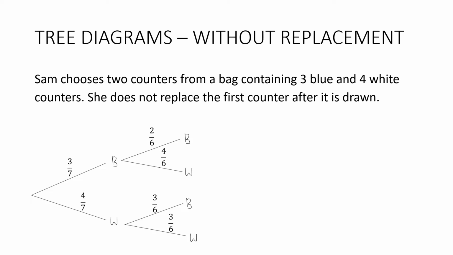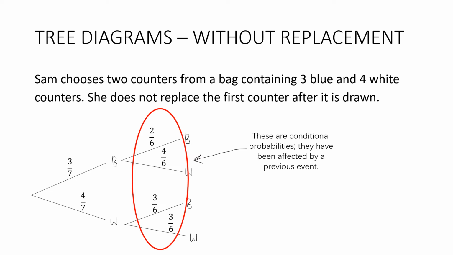Now you've actually been doing conditional probability for quite some time, but you didn't know it because it's in those tree diagrams without replacement, and it's actually here. Do you remember how when you had to figure out what this probability was, you had to take into consideration what had happened before? That's exactly what conditional probability is. So this is the probability that blue is drawn on the second go given it was drawn first.